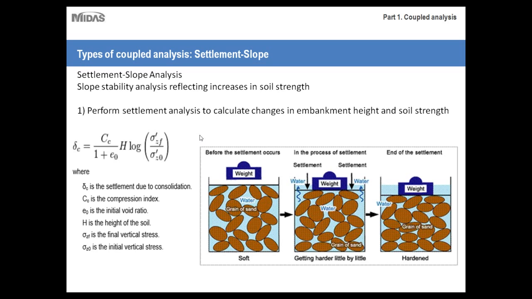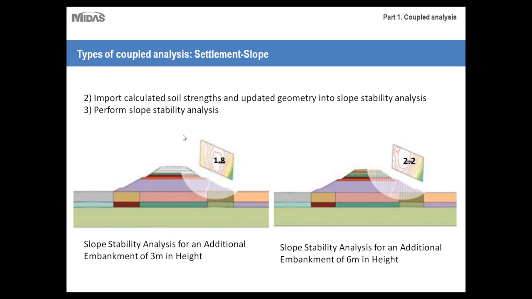Anyway, for this type of analysis, first and foremost, you'd run your settlement analysis to see how the strength of your clay as well as the geometry of your project itself would change over time. And then afterwards, you would import those soil strength results and the updated geometry into your slope stability analysis. Then, depending on the scope of your project, you would maybe adjust the height of your embankment according to your needs.